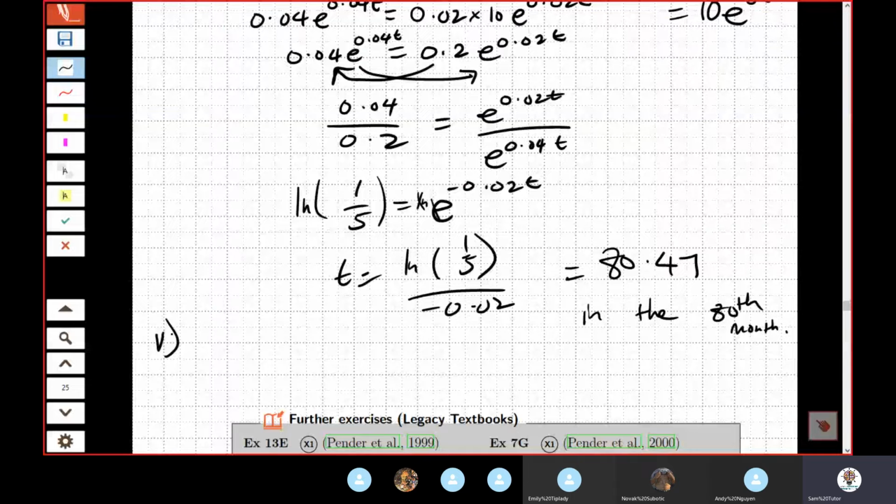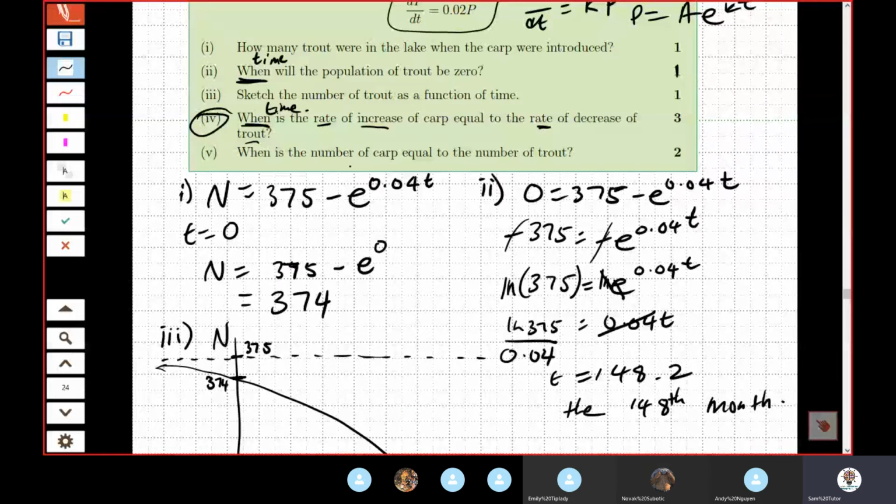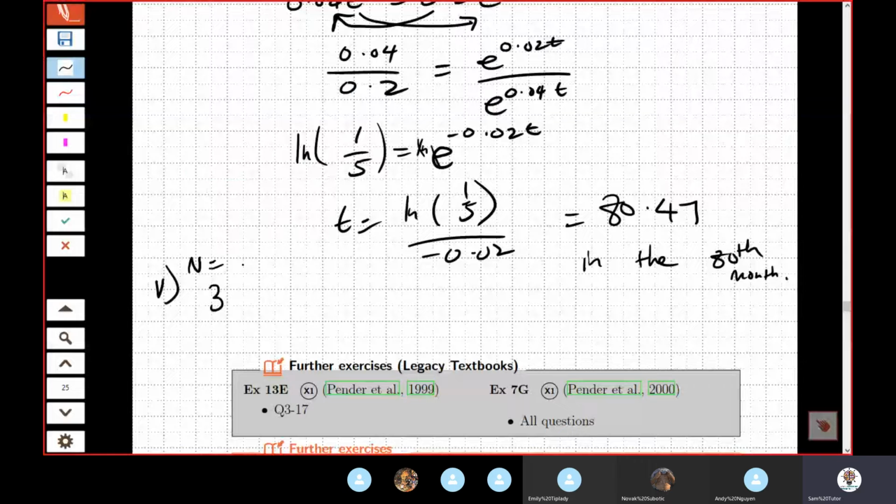All right, and last one, B. When is the number of carp equal to the number of trout? That is now this n equal to, so n equals 375. So n is equal to p, let's say, 375 minus e to the 0.04t must equal to the number of carp that we found here, 10e to the 0.02t. And you just go do it again.